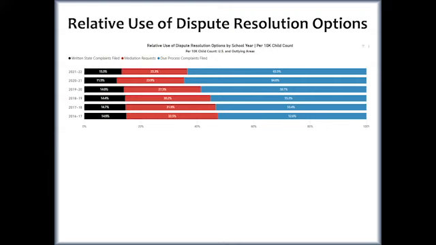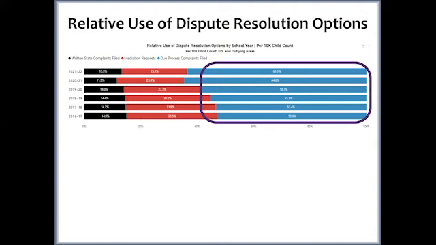The relative use of dispute resolution options offers a comparison of how often each process is used. By combining all of the dispute resolution activity together in a given year, the chart shows the percentage of use for each dispute resolution option. This chart shows the U.S. and outlying areas for 2016 through 2022 and roughly shows that 11 to 14% of the dispute resolution activity cases were written state complaints, 23 to 33% were mediation, and 52 to 65% were due process complaints.